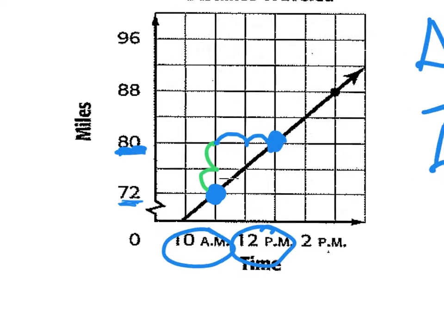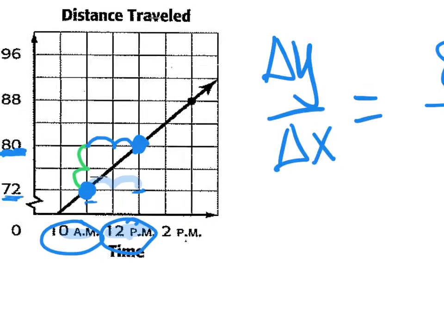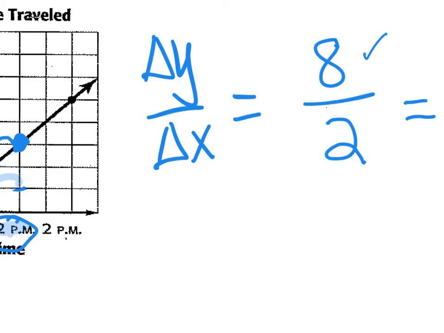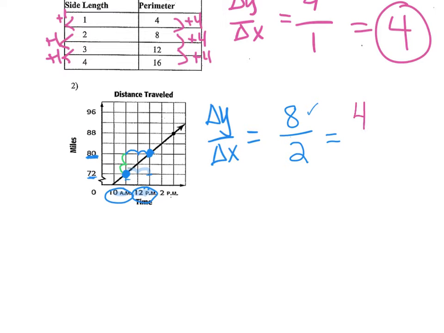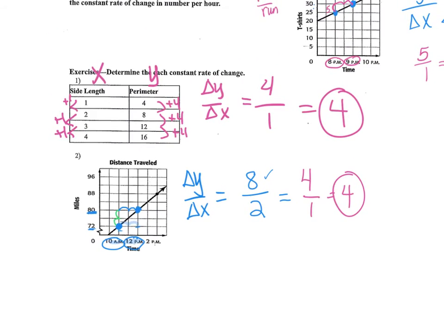Then I want to see from point to point, still the same thing, how far I went horizontally on the x value. So I went over from 10 a.m. to 12 p.m. So that's a change of 2 hours. So that's where that 2 comes from. 4 miles in 1 hour, which is 4. Yeah, that's weird. But yeah, 4.